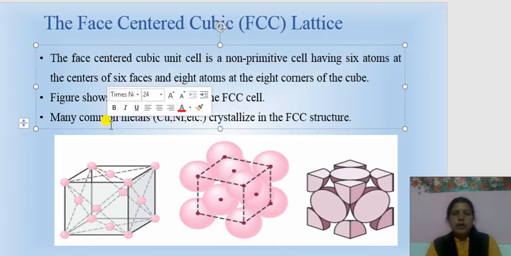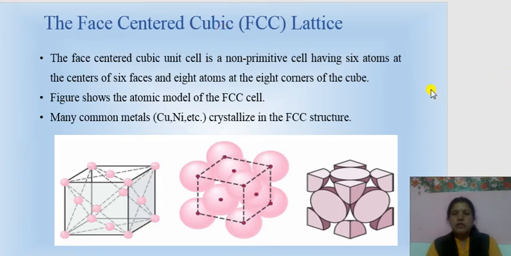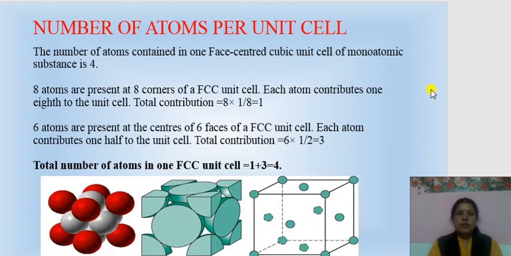First characteristics, number of atoms per unit cell. The number of atoms contained in one FCC cubic unit cell of monoatomic substance is 4. 8 atoms are present at 8 corners of FCC unit cell. Each atom contributes 1/8 to the unit cell. Total contribution 8 into 1 by 8, that is equal to 1. Same as the SC and BCC.